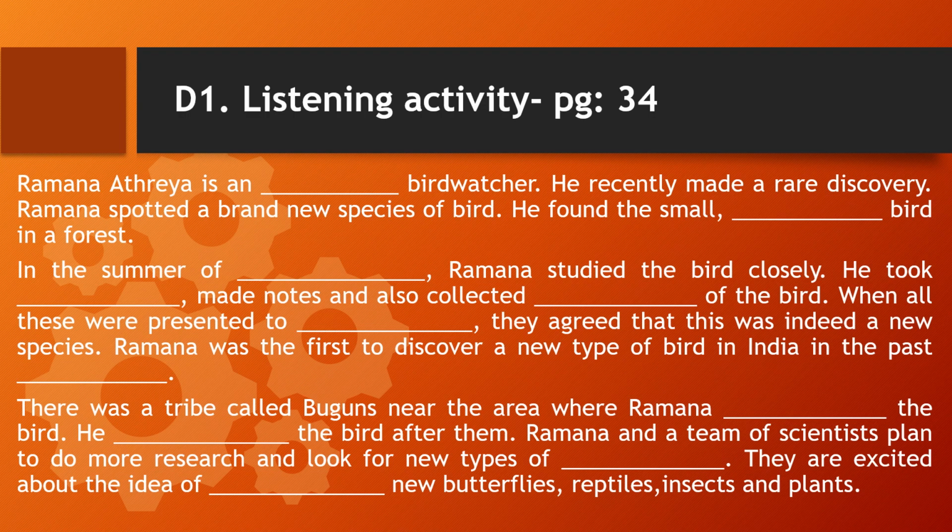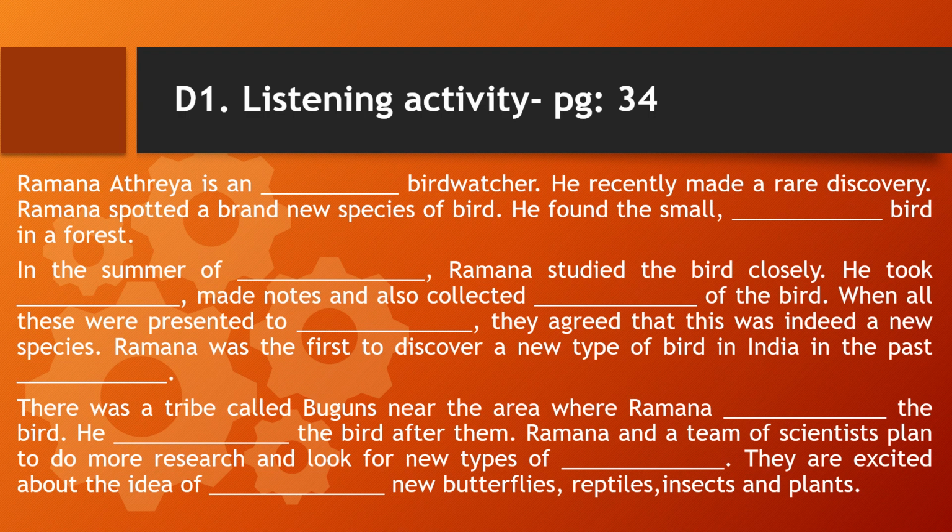Ramana Atreya is an Indian bird watcher. He recently made a rare discovery. Ramana spotted a brand new species of bird. He found this small colorful bird in a forest. In the summer of 2006, Ramana studied the bird closely. He took photographs, made notes, and also collected feathers of the bird. When all these were presented to scientists, they agreed that this was indeed a new species. Ramana was the first to discover a new type of bird in India in the past 50 years.